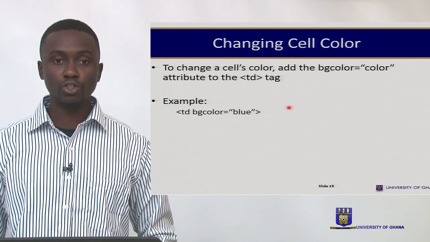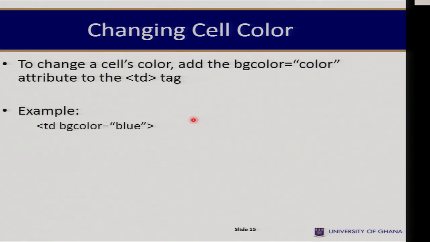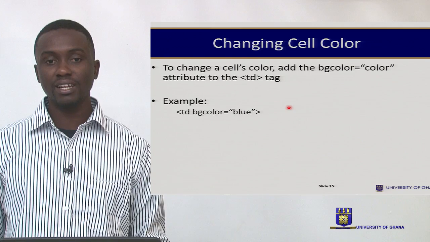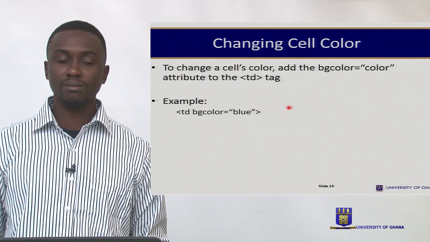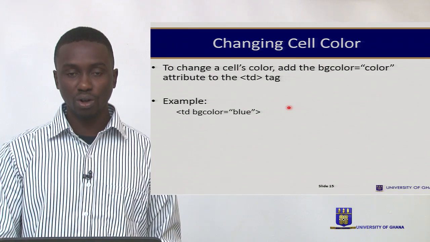Changing the cell color. It's also possible to change the cell colors. How to do that is to use the bgcolor attribute of the TD tag and specify a value, either RGB, hexadecimal, or the actual name, for example, blue or red.